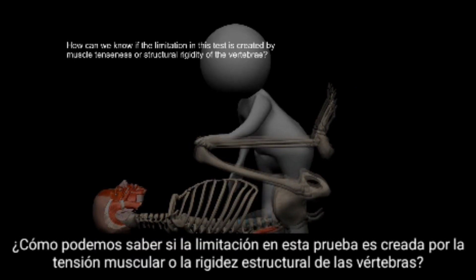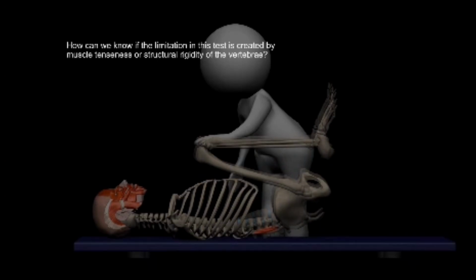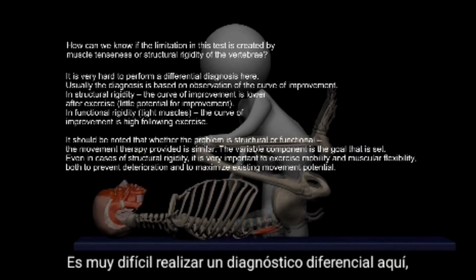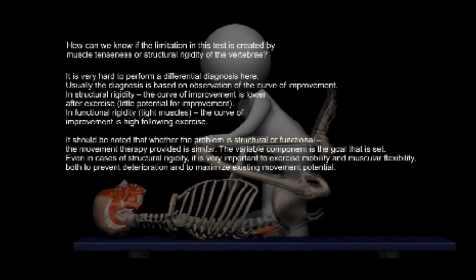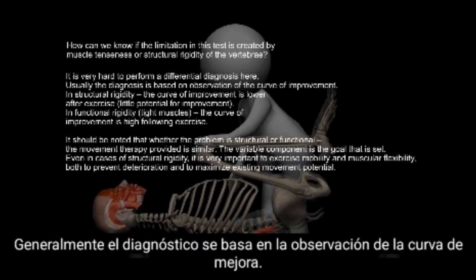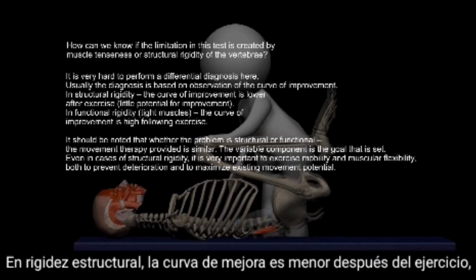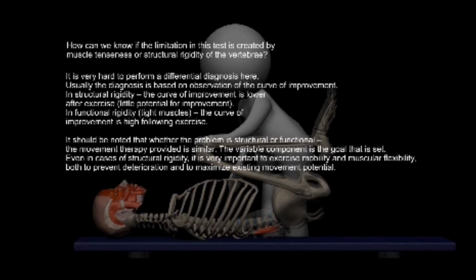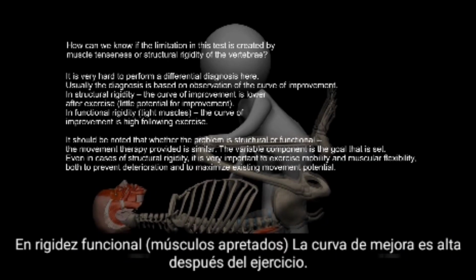How can we know if the limitation in this test is created by muscle tenseness or structural rigidity of the vertebrae? It is very hard to perform a differential diagnosis here. Usually, the diagnosis is based on observation of the curve of improvement. In structural rigidity, the curve of improvement is lower after exercise, with little potential for improvement. In functional rigidity, tight muscles, the curve of improvement is high following exercise.